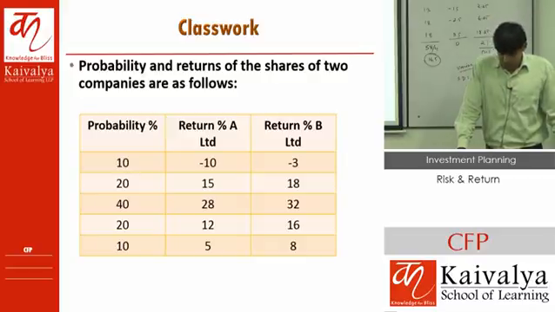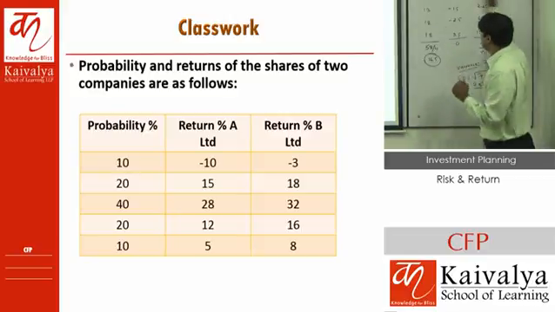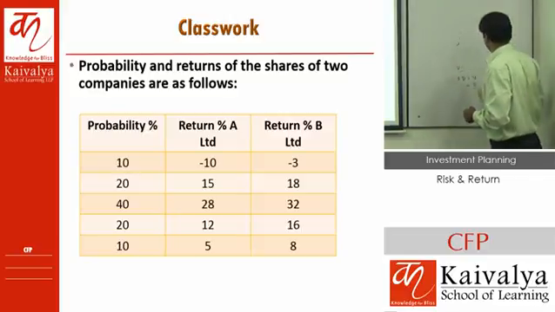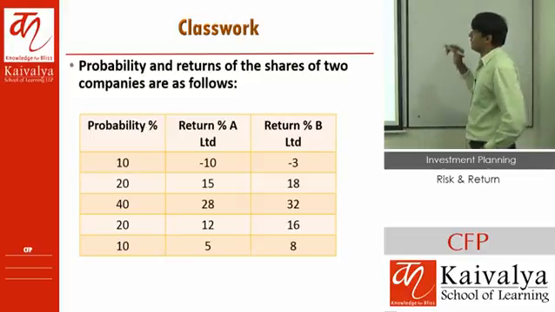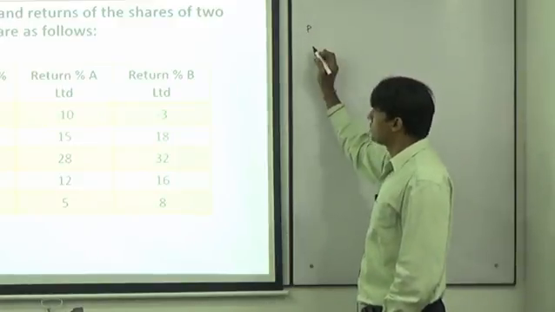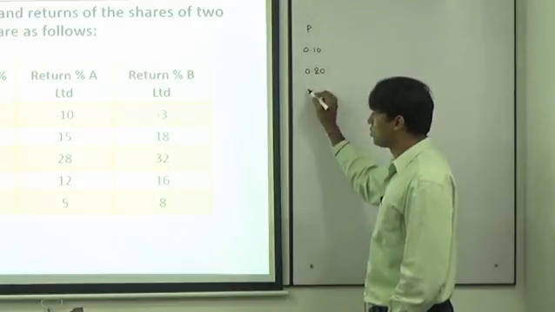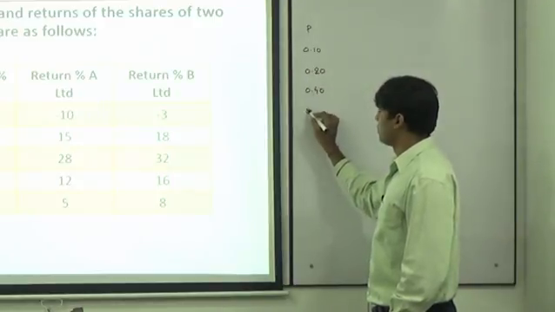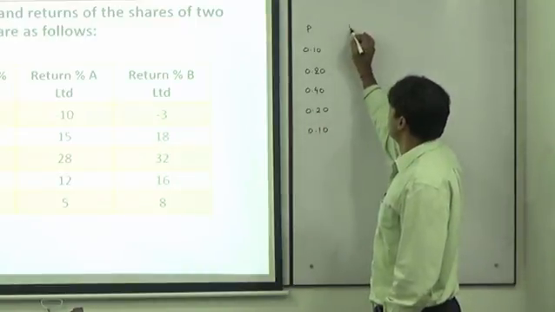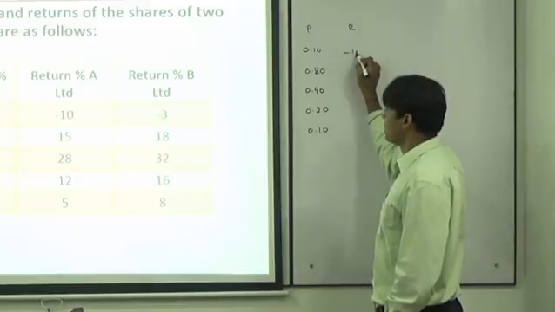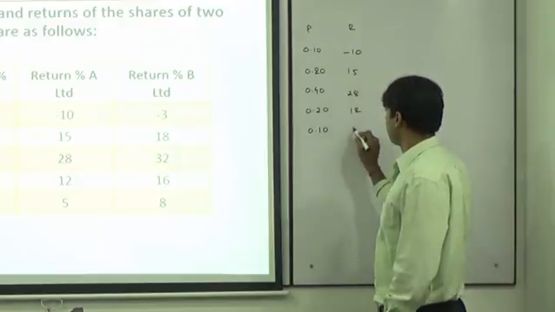Okay, so let me quickly show you this calculation as well. How do we do this? I will do A, then you would be doing B. So we introduce probability. I write it this way: 0.10, 0.20, 0.40, then 0.20 and 0.10. These are the probabilities. And what are the rates of return? Say this is -10, then 15, 28, then 12 and 5.